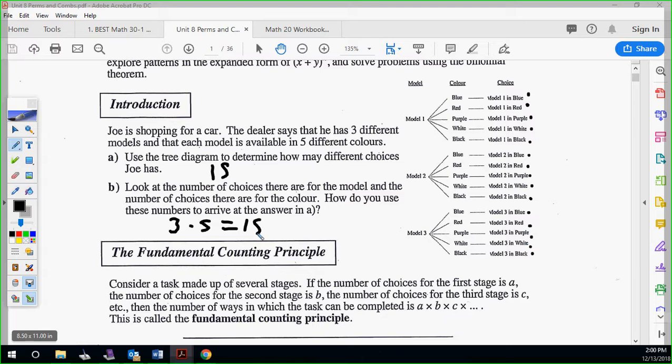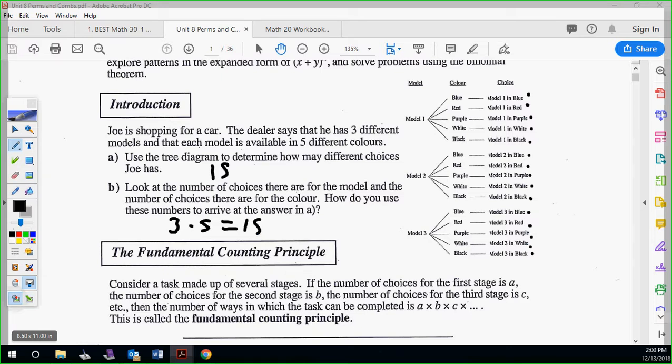So it says consider a task made up of several stages, okay? So just in general. The number of choices for the first stage is A, the number of choices for the second stage is B, and so on through C, D, etc. You would simply times the choices to get the possibilities. Okay, so just keep that in mind. That's the fundamental counting principle. Any questions on that?